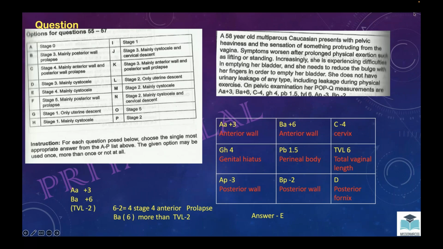So they have given a grid. This question was there, so I have put a grid here so you can see it. Here anterior wall prolapse is there, and TVL minus 2 is 4, and B6 is more than TVL minus 2. So the answer is stage 4 anterior wall prolapse. So it will come somewhere here, E. Stage 4, mainly cystocele, is the answer.